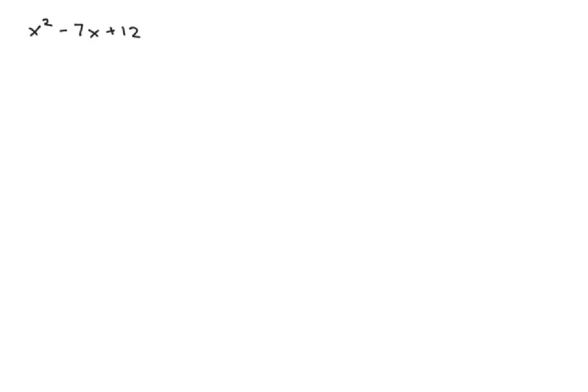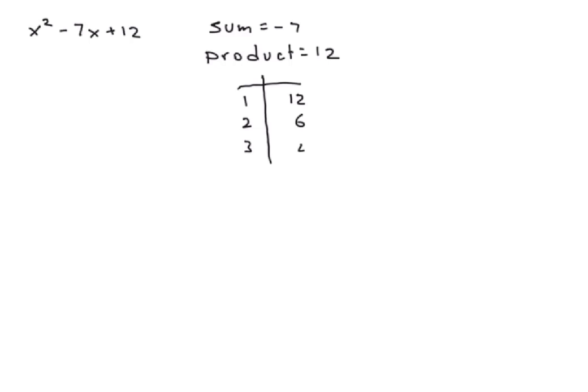So as we see, our sum is negative 7, and our product is 12. So what we're going to do is look at all possible ways that we can get a product of 12. So we have 1 and 12, 2 and 6, 3 and 4. And our goal is to achieve a sum of negative 7.